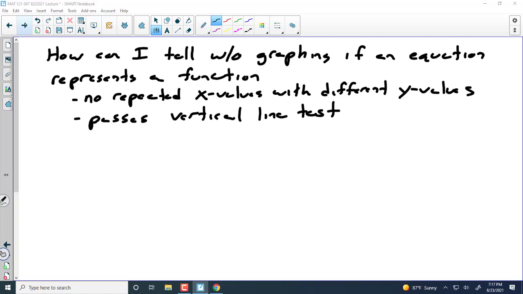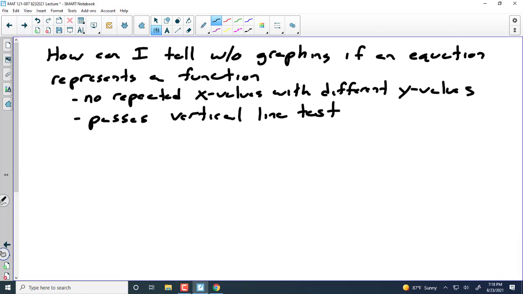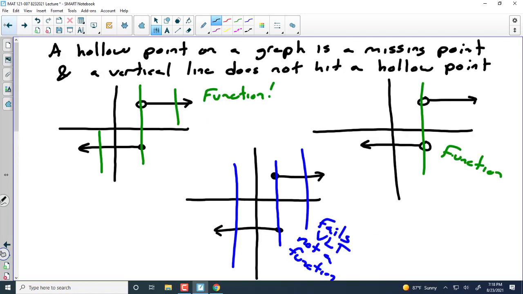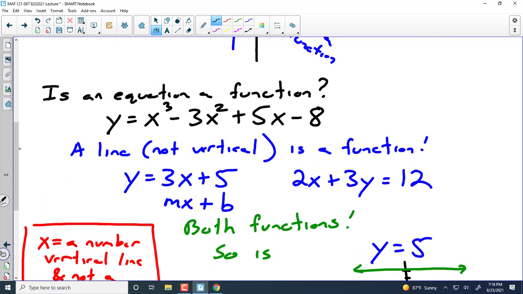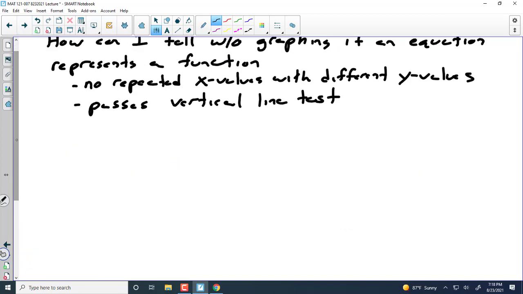All right, everyone. So you're going to be given an equation, maybe like that mess I put on the previous page, and someone's going to say to you, hey, is that a function or not? And you're going to be like, I don't want to graph that. I don't know if it passes the vertical line test. What gives? What can I do? Well, bring it on, because we have one big tip that really helps us with this.